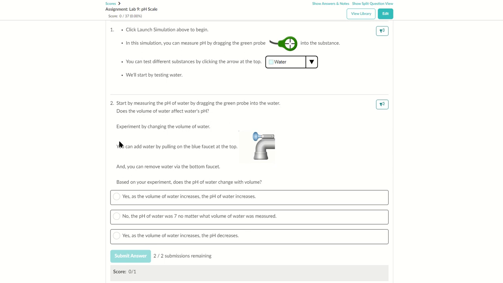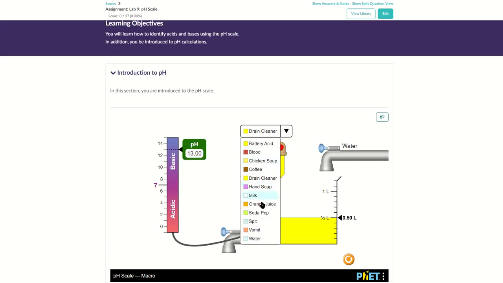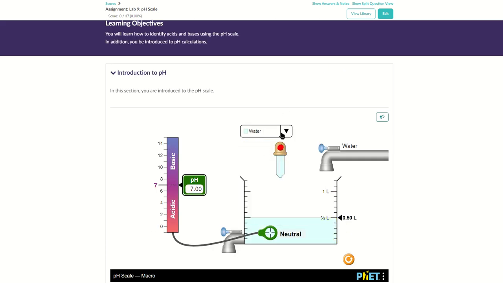So you're going to continue on. Remember, the first part of this lab, you are just being introduced. So just take it step by step. It's going to be very self-explanatory, and it'll guide you on each question. So first, you are going to work with water. So you can go back to your water. I changed it to drain cleaner, but now it's back on water, and you can see that it's neutral. It's considered neutral. And it even tells you that it's neutral right here as well.